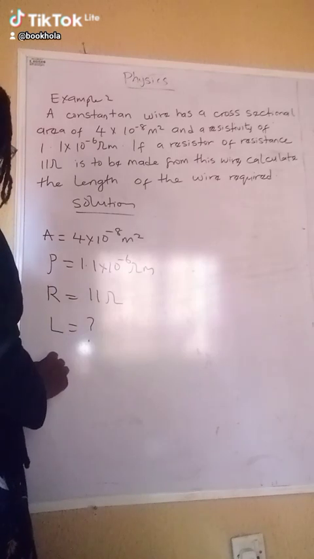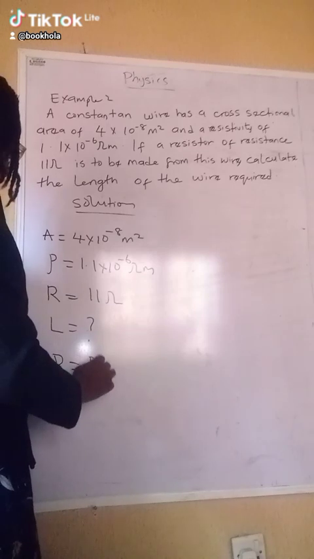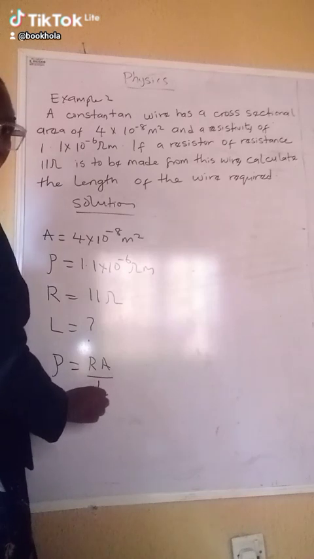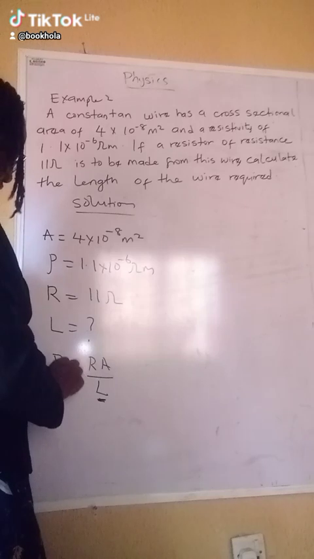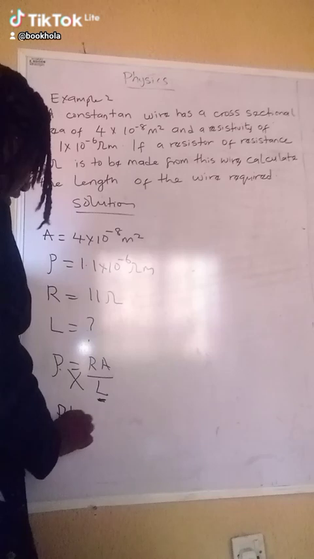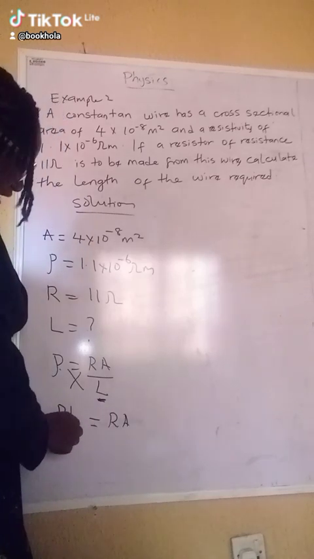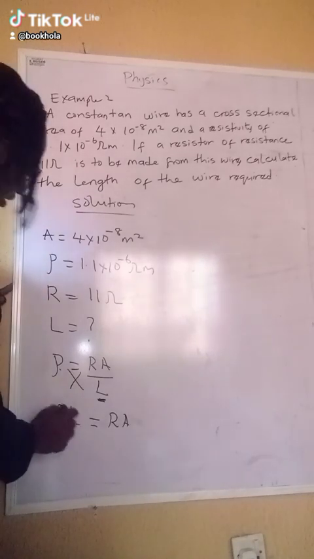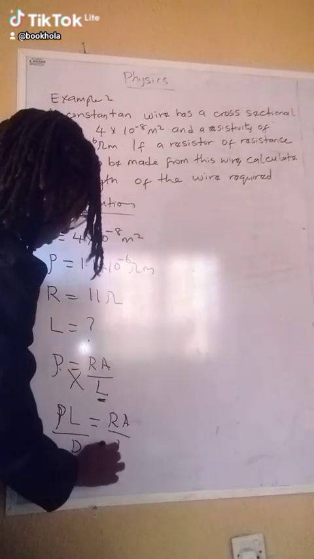So we remember this formula that has to do with resistivity: rho is equal to RA all over L. But this is what we are looking for. We are looking for L. So we make L the subject of the formula. How do we do that? If we cross multiply, we have rho L is equal to RA. Okay, so it's L that is our concern. We divide both sides by the coefficient of L. So the coefficient of L is rho, right? We divide both sides by rho.